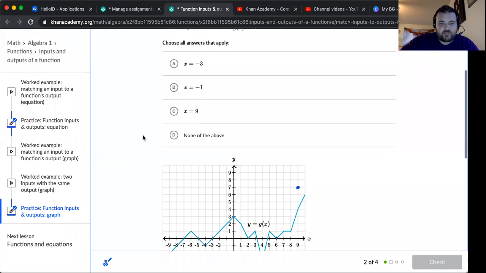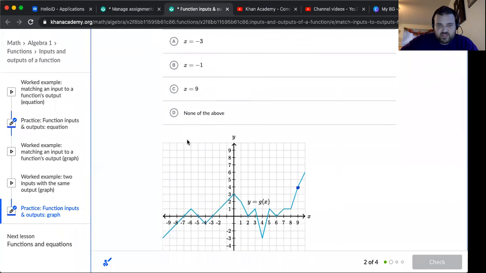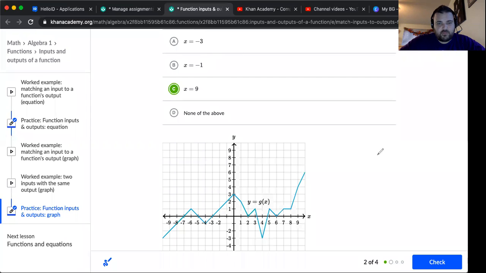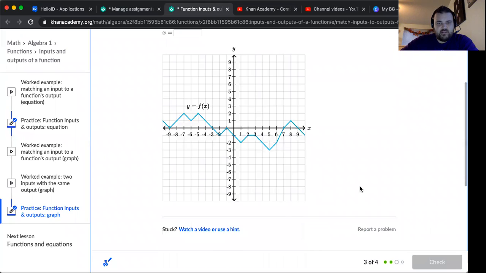Now, it is possible on these kinds of problems that it could be more than one answer, but on this one, it's just 9. 9's the only answer that we're going to get. x equals 9. And let me do that real fast. Check the answer, and we got it correct. Let's go ahead and do 2 more, see if there's any different kinds of questions that they're going to ask.